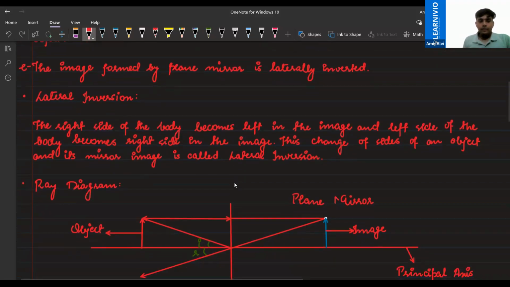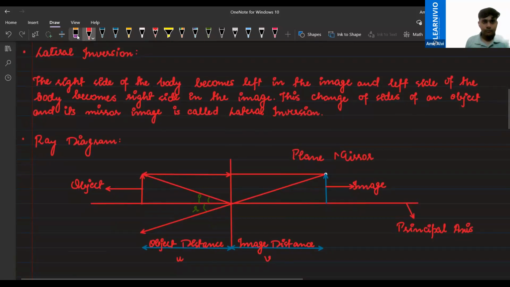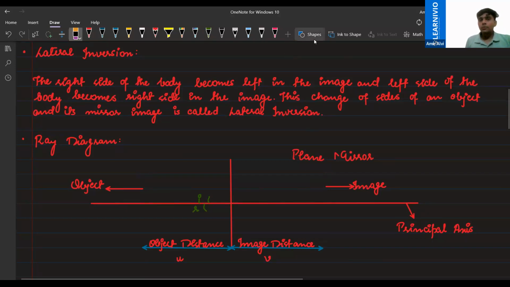Just a second. So let me write down the ray diagram of it. How to form the ray diagram? See this thing, Inan. Suppose that your object, you are standing like this in front of the mirror. So this is the object that is standing in front of the mirror.